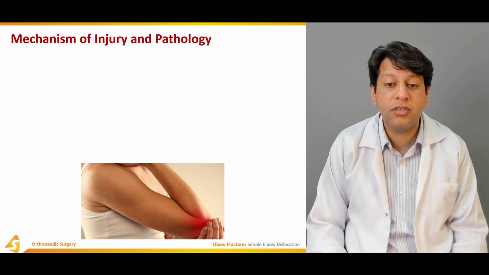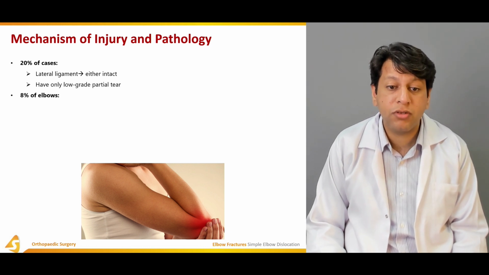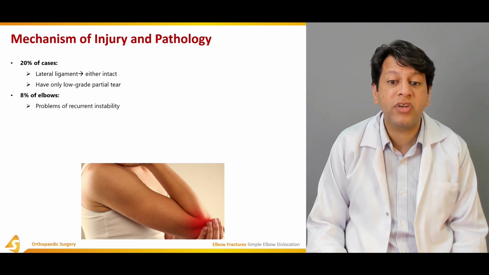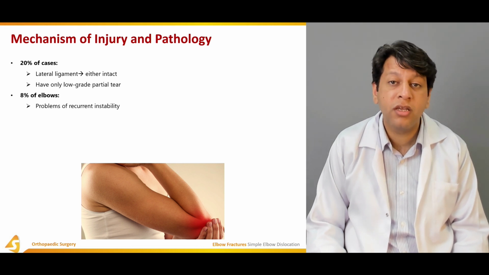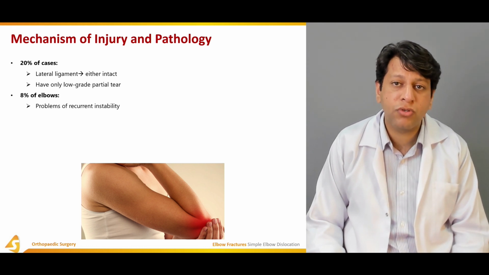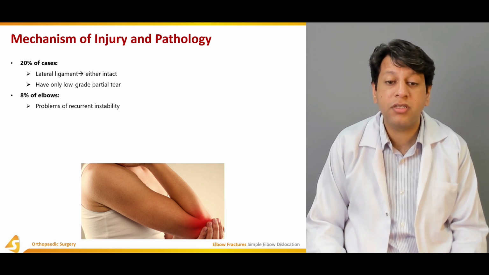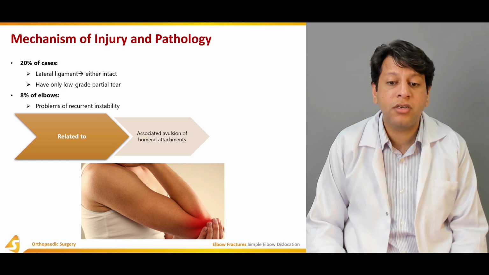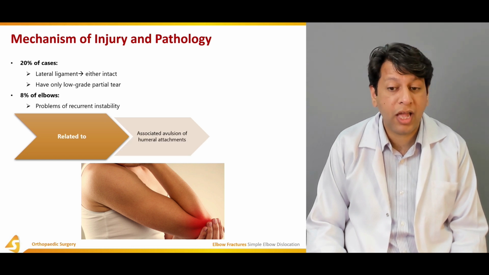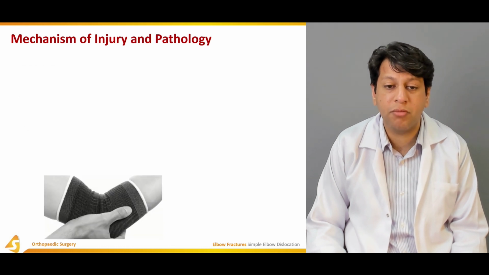Now coming to the other injuries: in 20% of the cases, the lateral ligaments are either intact or have only a low-grade partial tear, and in more than 8% of elbows the problem of recurrent instability persists. Why? Because a simple dislocation was there, closed reduction was done, but the soft tissue injury was not adhered to, which is important. This results in recurrent instability and may be related to associated avulsions of the humeral attachment or of the secondary stabilizers of the elbow, that is the medial and lateral collateral ligaments.